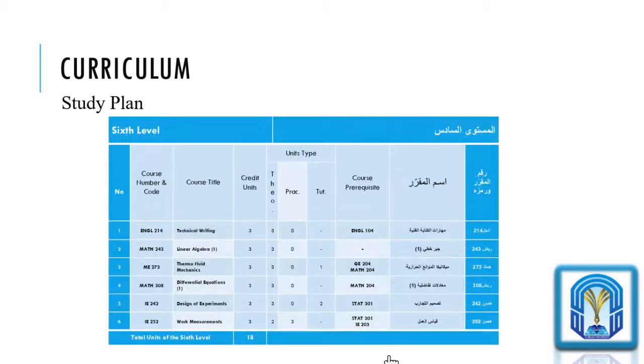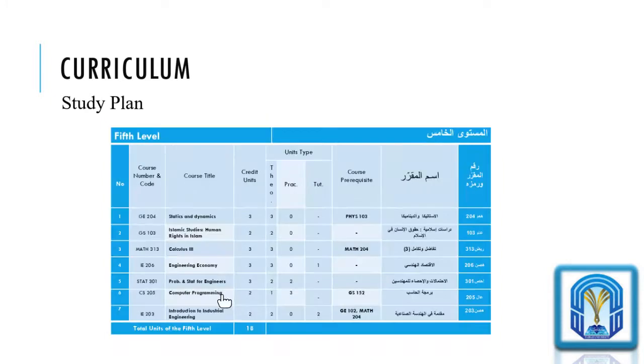So we can just look at it here. This is the differential equation here. This was on the fifth, now it becomes the sixth, and engineering economy now becomes the fifth instead of the sixth. Maybe the question is why this happened and how it came from the students' feedback.